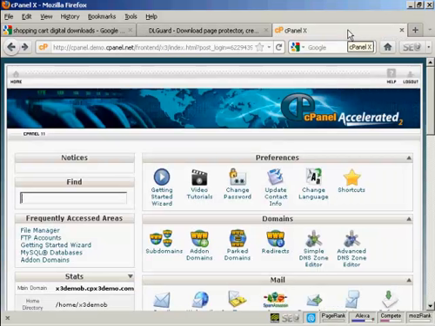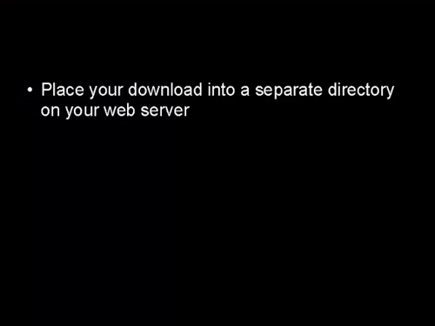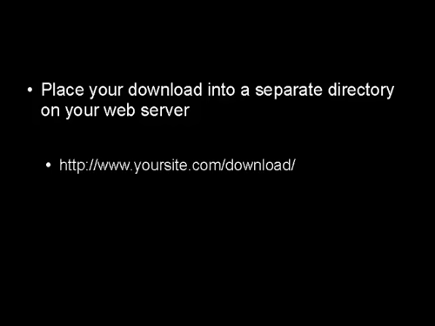And the final way of doing this, and one that's probably the simplest and certainly the cheapest way, is to password protect your download directory in cPanel. What you have to do is place your download, your digital product, into a separate directory on your web server. Now you want to be imaginative when you decide what you're going to call this directory. You want to have it so it's not something that people are going to have an easy time finding. So for example, you wouldn't want to call it download.